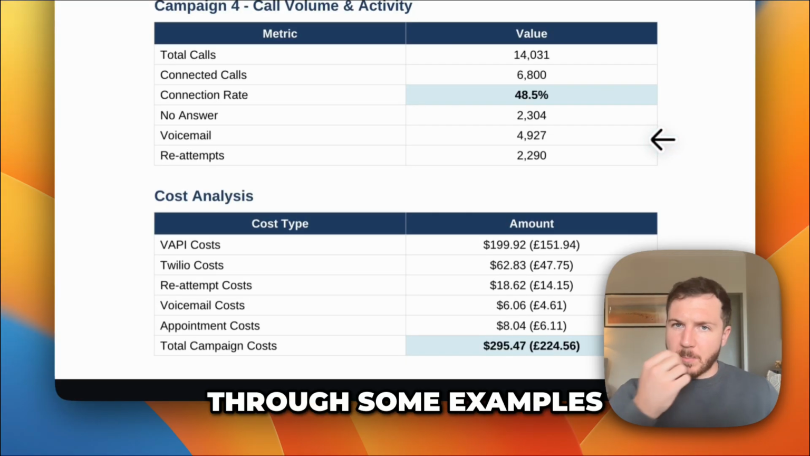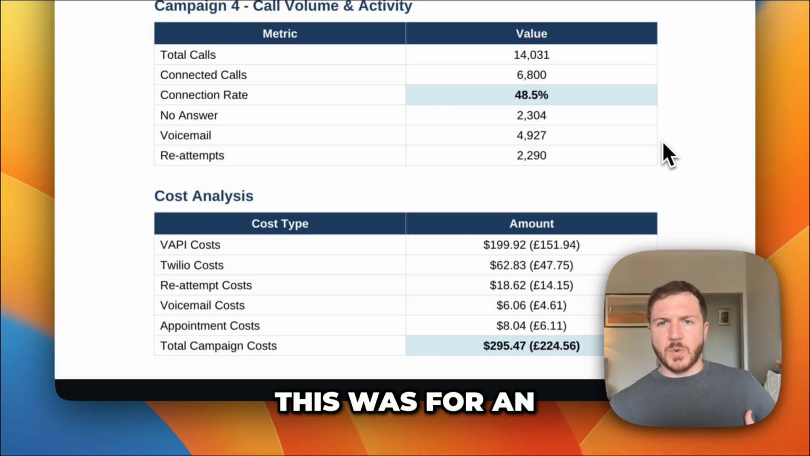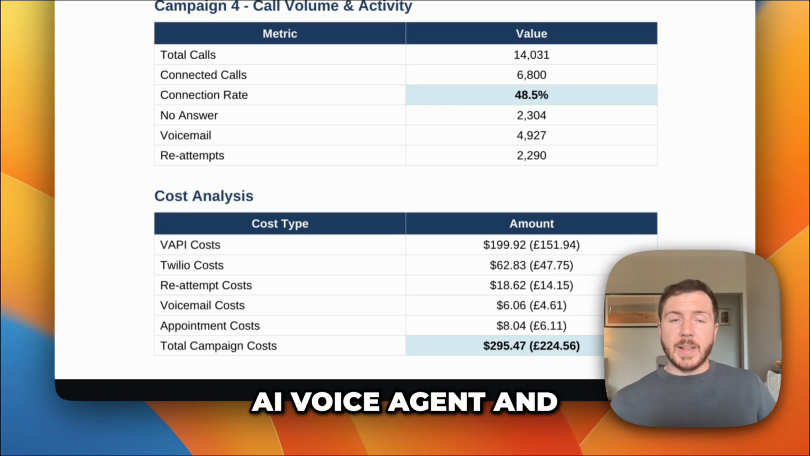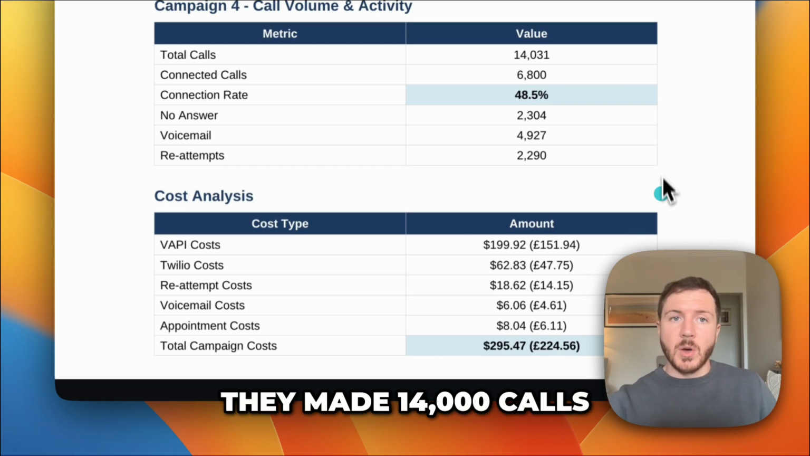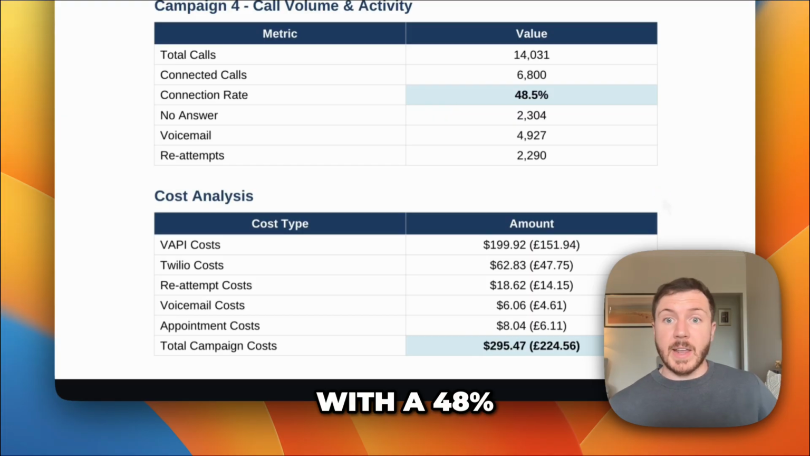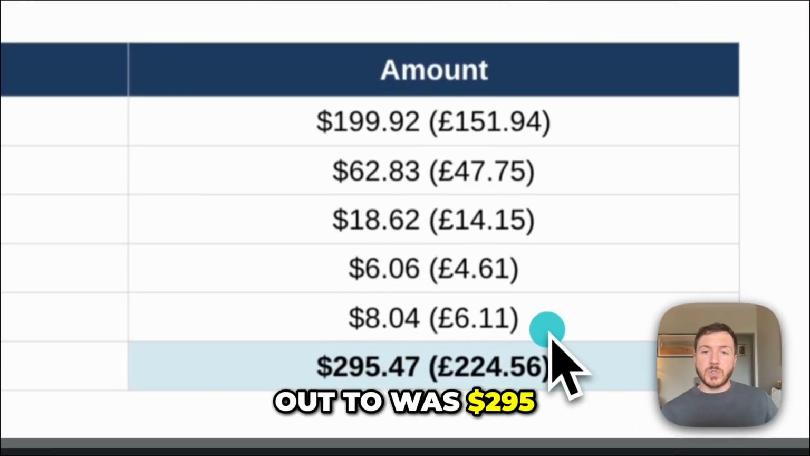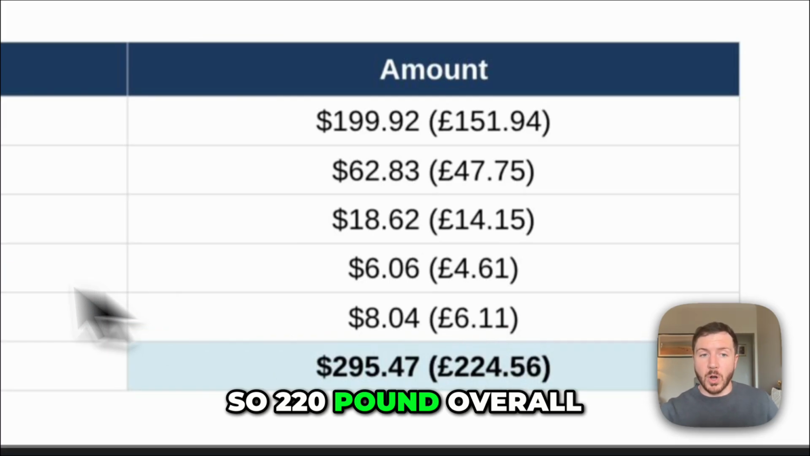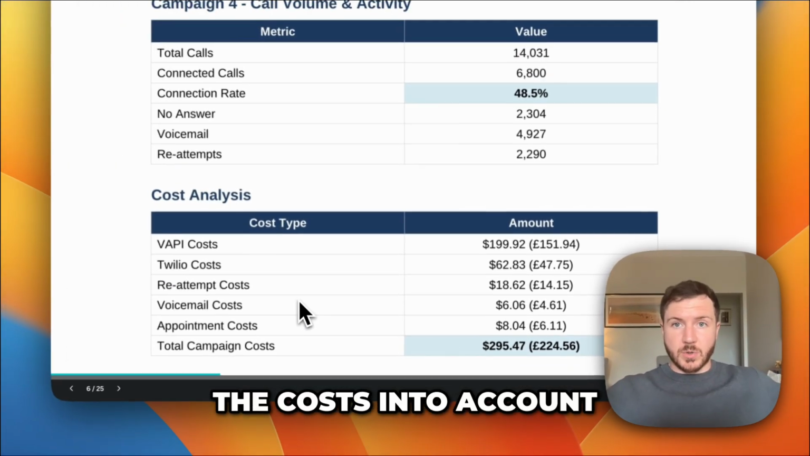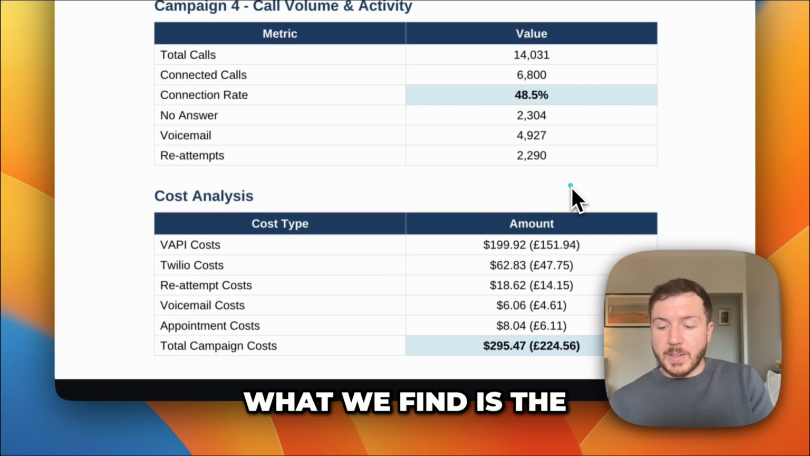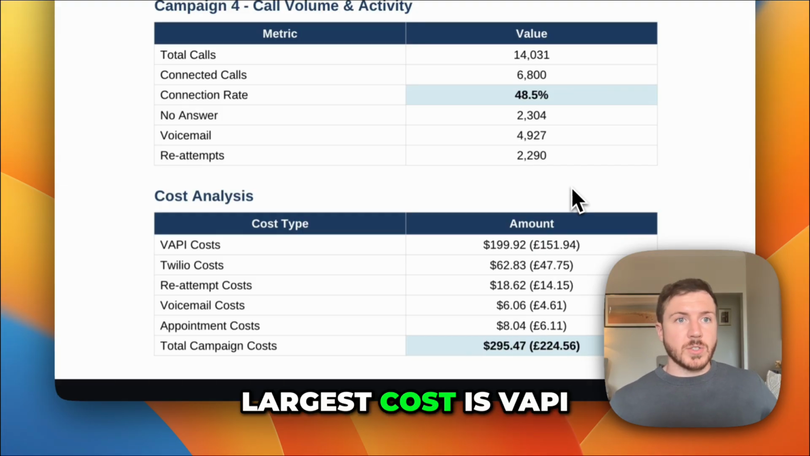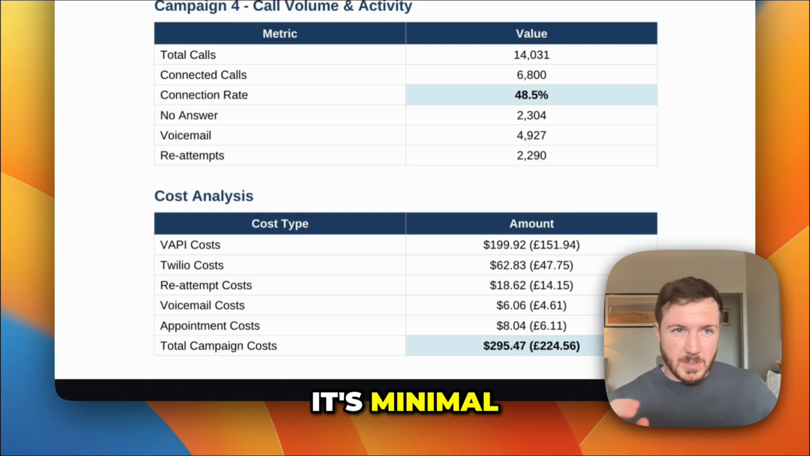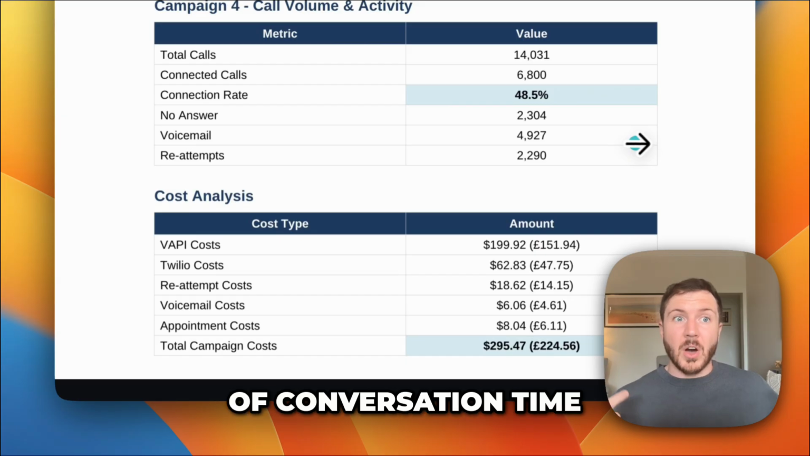So let me run through some examples. Here's an example of a client. This was for an AI voice agent, and they made 14,000 calls with a 48% connection rate. What that worked out to was $295, so £220 overall when you take all the costs into account. Now, what we find is the largest cost is VAPI. And again, it's minimal. It's pennies per minute of conversation time.